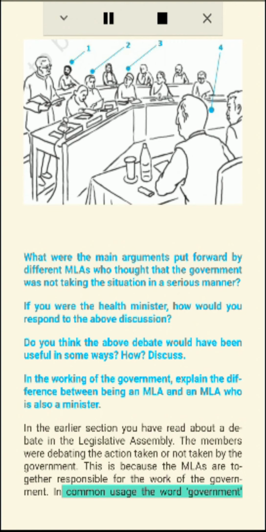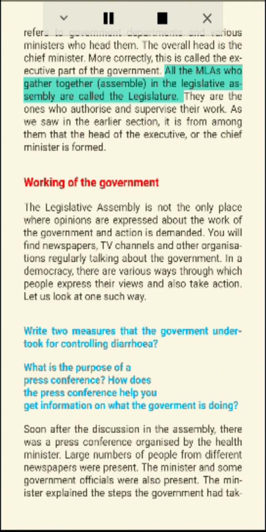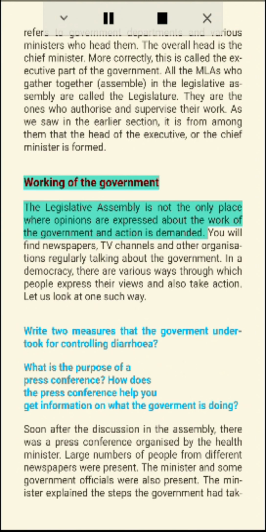In common usage, the word government refers to government departments and various ministers who head them. The overall head is the chief minister. More correctly, this is called the executive part of the government. All the MLAs who gather together, assemble, in the Legislative Assembly are called the legislature. They are the ones who authorize and supervise their work. As we saw in the earlier section, it is from among them that the head of the executive or the chief minister is formed.